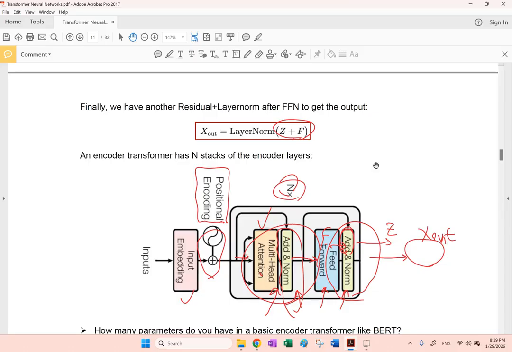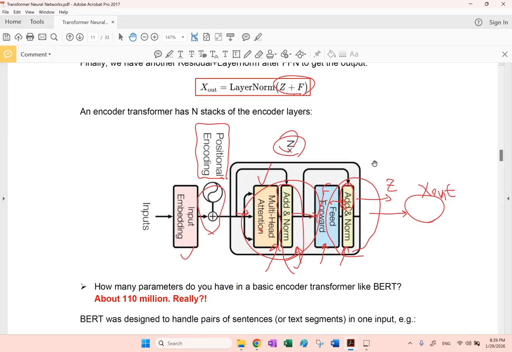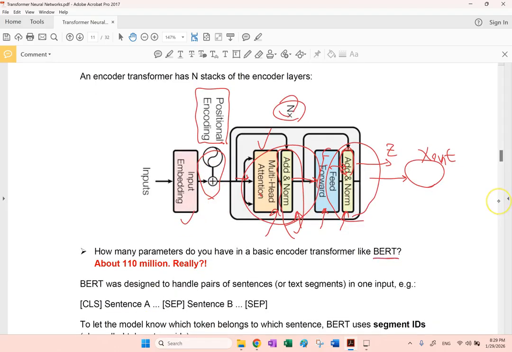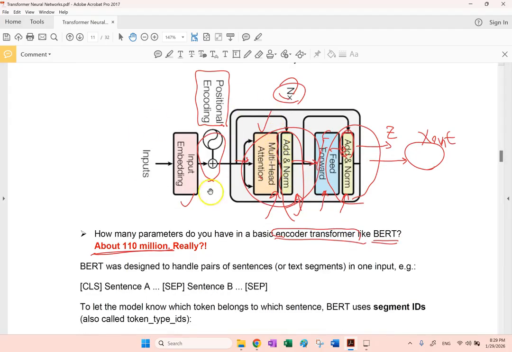Now, before we end this video, we're going to look at one interesting thing. Remember, we said that these transformers have tons of parameters that they need to learn. For instance, the original BERT encoder, which is just an encoder transformer, had about 110 million parameters. Really? How many parameters? How do you end up with 110 million? Well, let's take a look.